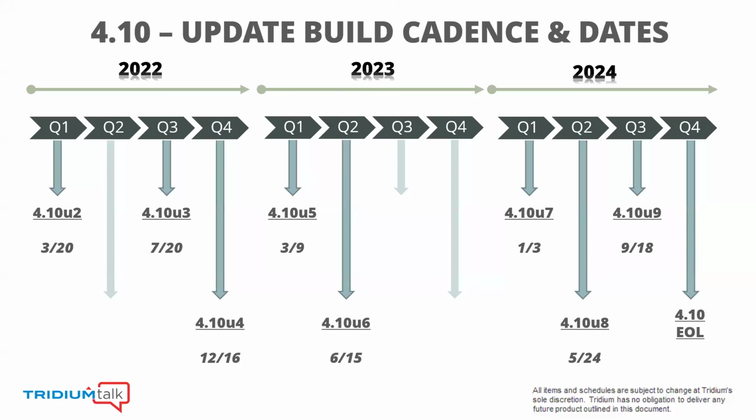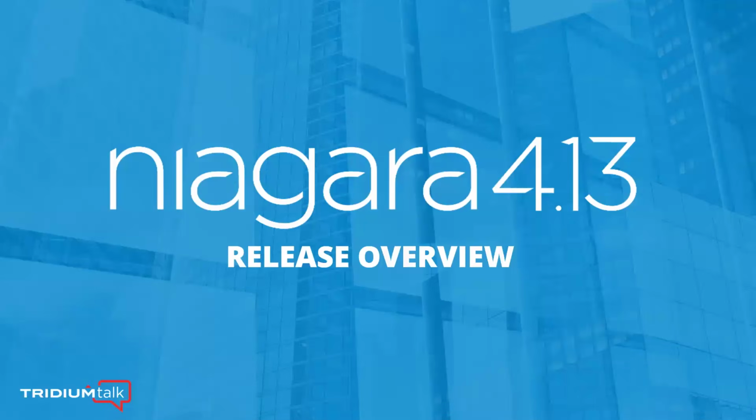And then 4.10 will be officially end of life with the release of Niagara 4.15, which we are anticipating will happen at about the turn of the year. Going into January of 2025 is when we're expecting to release Niagara 4.15, and that will be the new long-term support release. There's been plenty of runway out in the market for 4.10, and we're going to continue to provide a couple more updates until it's officially end of life.